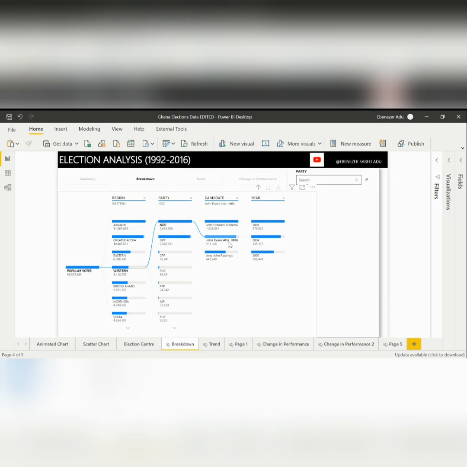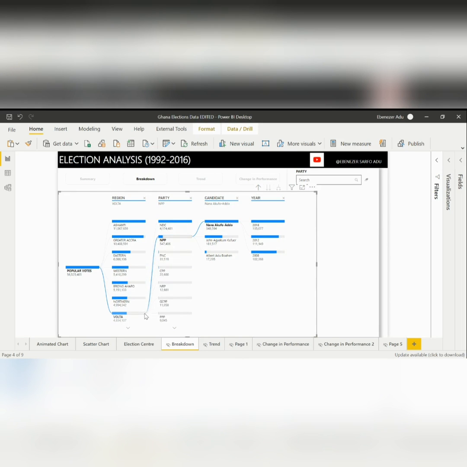Let's see for John Evans Atta Mills. He kept increasing. And Papa Jerry also increased. Let's look at the NPP. Okay, there was a consistent increase in President Akufo-Addo's votes. So that's about it. Let's look at probably the Volta region, the last one.